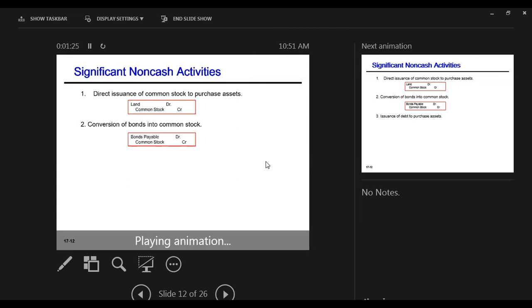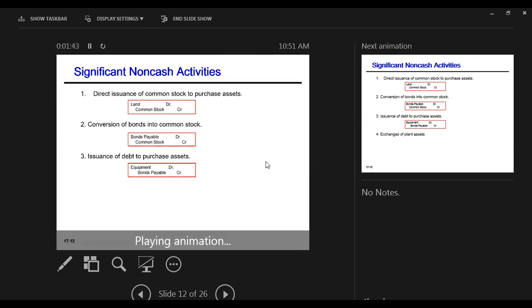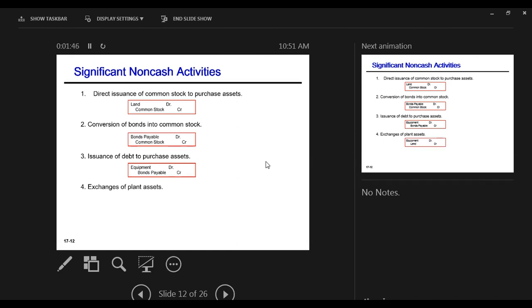Look at another transaction 3, related with transaction 1, that you buy asset, but you do not have any cash, you give them a bond. So you buy equipment and you don't have any cash, you give them your bond, so bonds payable credit. Another similar example, exchange of plant asset. So you buy equipment, you don't have cash, you give them your land. Now, these 4 transactions, in the exam question, I will give you one item from here.